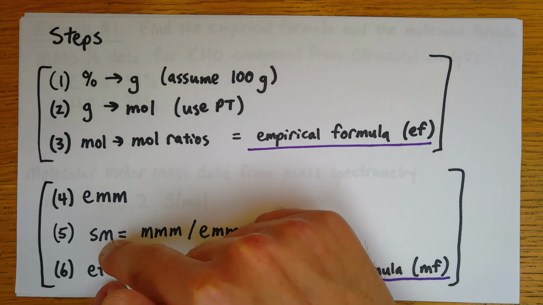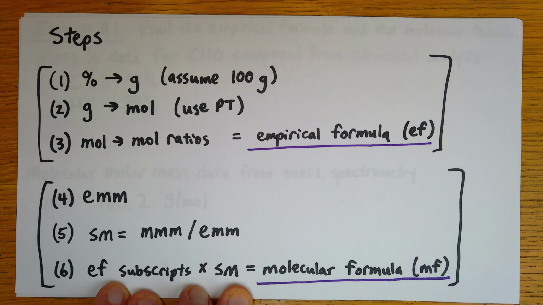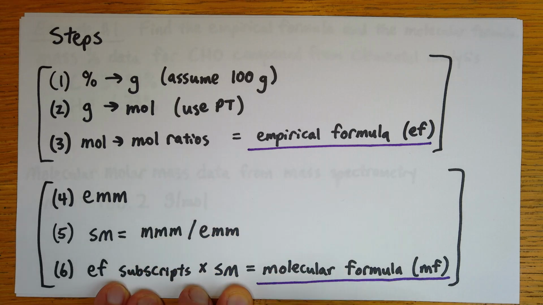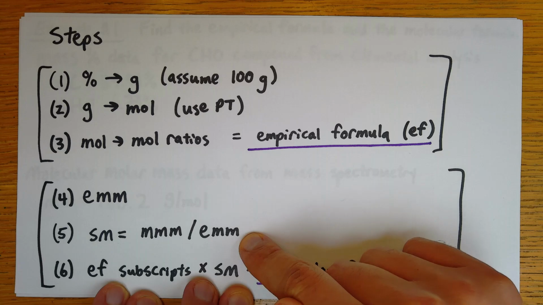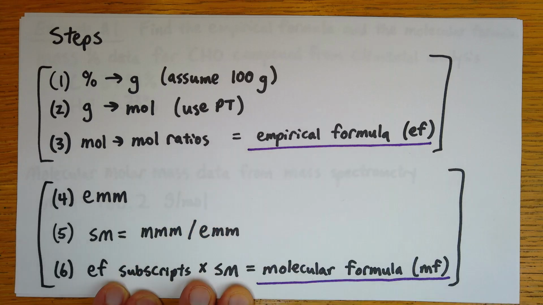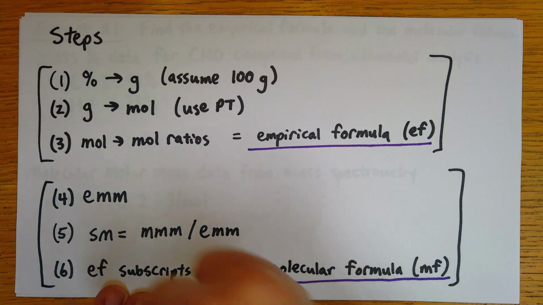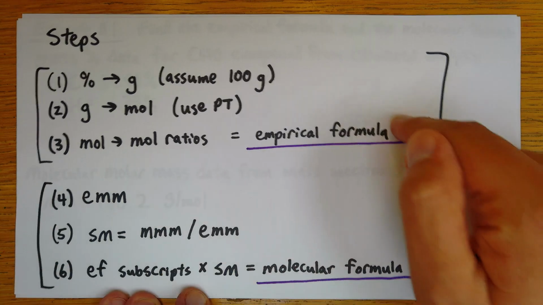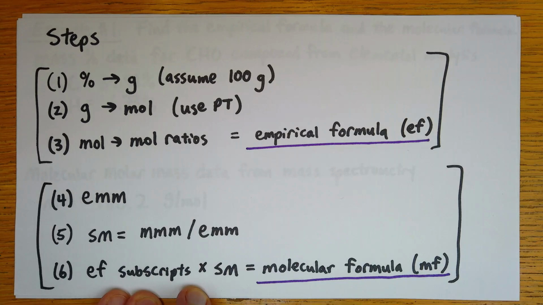We're going to calculate something called a subscript multiplier. We're going to take our molecular molar mass, I'm going to nickname that, and divide that by M. So yumminess divided by hesitancy. All right, and then step number 6 is we're going to find the subscripts in our empirical formula, multiply them by our subscript multiplier, and then that will be our molecular formula.